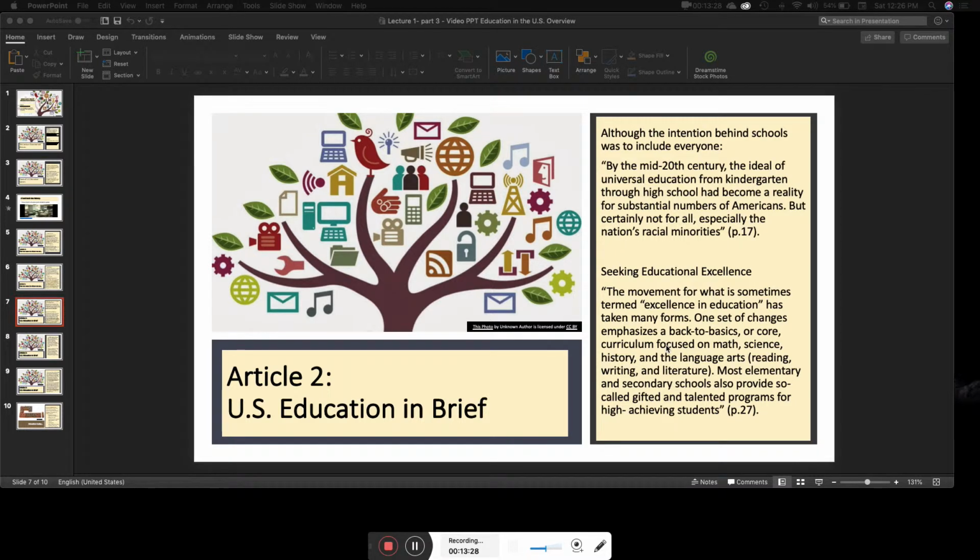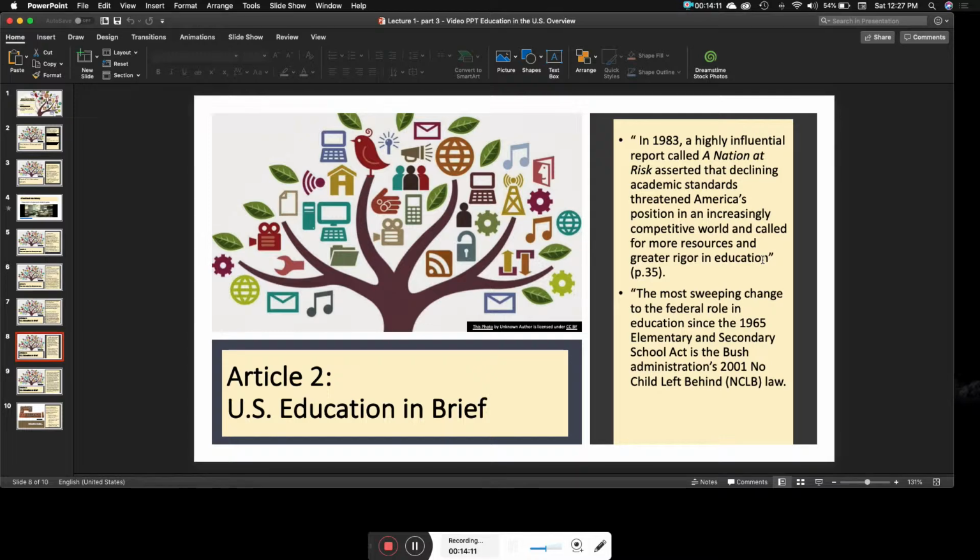But in particular, the movement for what is sometimes termed excellence in education has taken many forms. One set of changes emphasizes a back to basics or core curriculum focused on math, science, history, and language arts. And then most elementary and secondary schools also provide so-called gifted and talented programs for high-achieving students. So you saw the separation of required content areas, and also the development of AP, IB courses, and gifted education. That development started with the purpose in mind of seeking educational excellence.